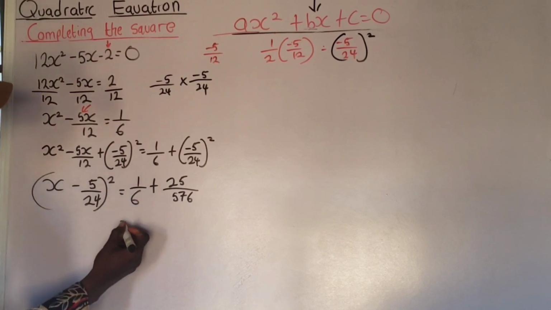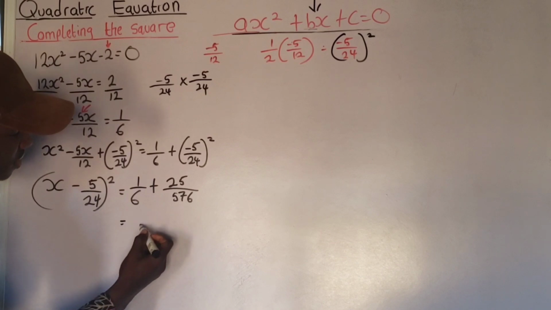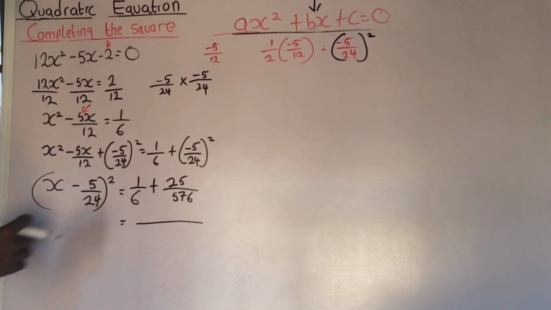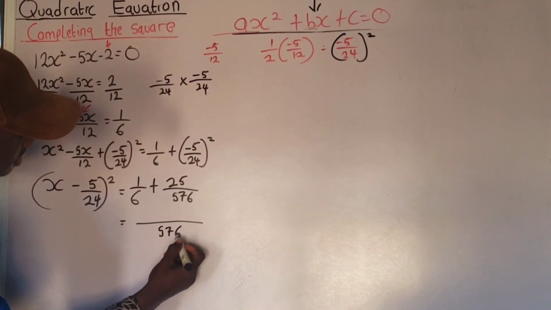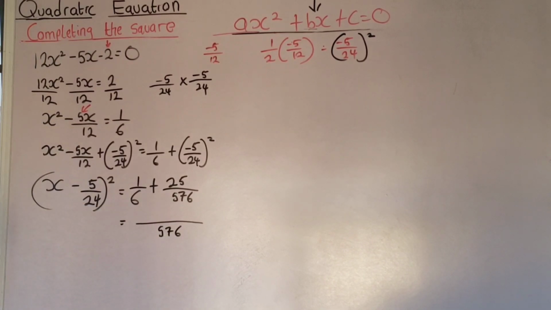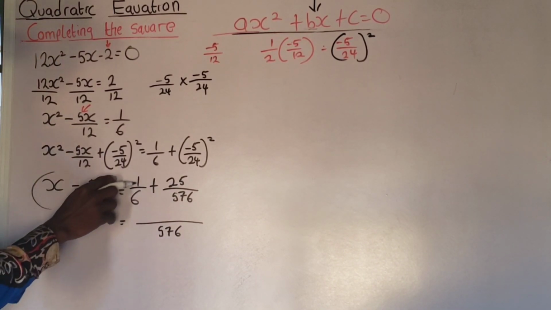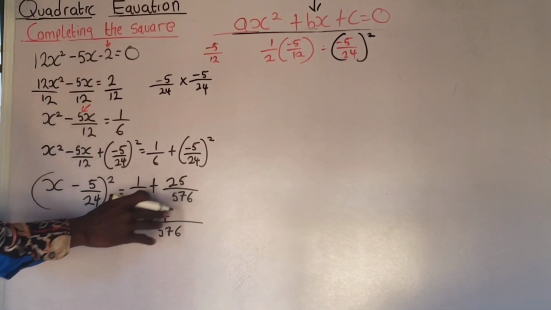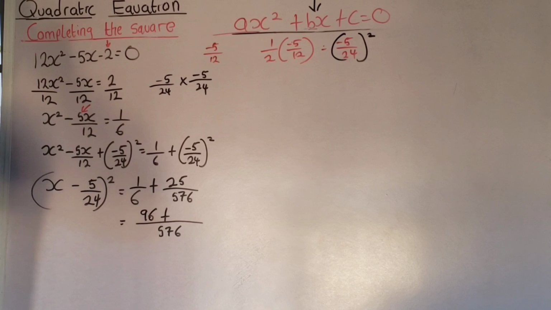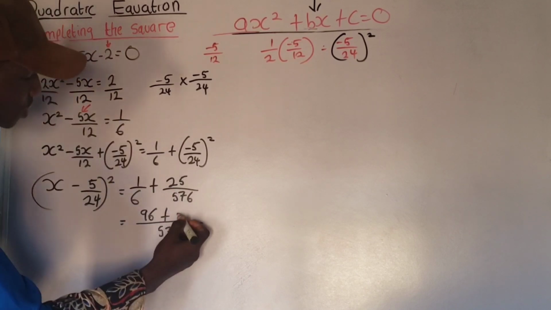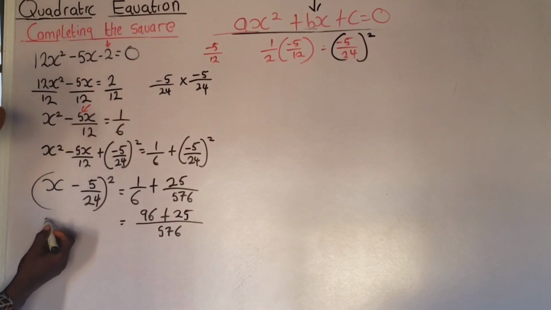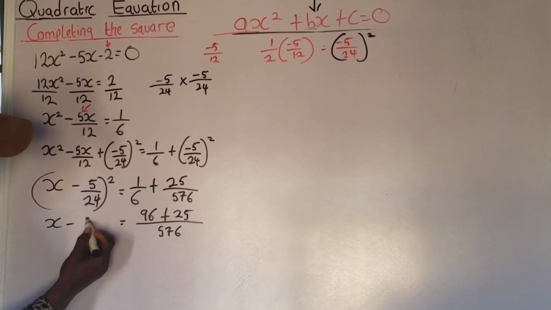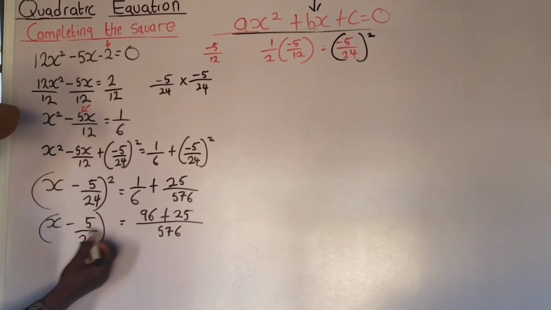Okay, we can still simplify the right hand side of this equation. The LCM of 576 and 6 is 576. You understand? So 576 divided by 6, that is 96. 96 times 1 is 96. Okay, 96 plus 576 divided by 576. What's the answer? That will give us 1 times 25, which is 25. Do you understand? Okay, so let us have x minus 5 all over 24 squared equals to this.